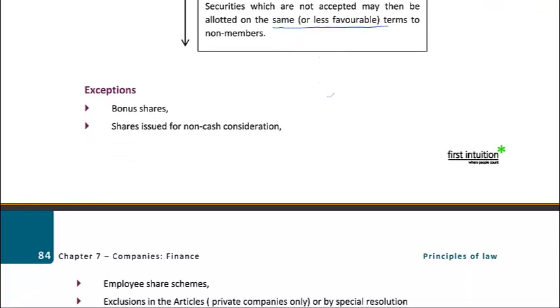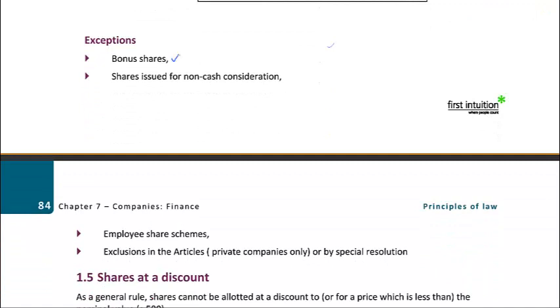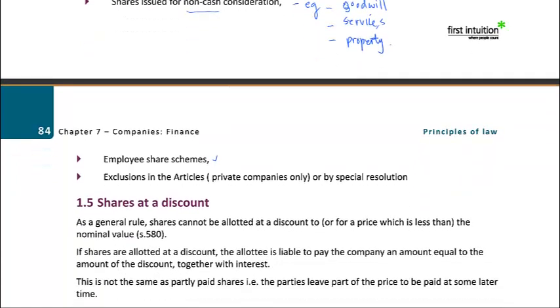So, I said these rules don't always apply. They don't apply to bonus share issues. They don't apply when the shares are being issued for non-cash consideration. What does that mean? Well, it could be where shares are issued in exchange for a transfer of goodwill, maybe for services provided by an employee, or maybe for the transfer of a property to the business. Other exceptions, the employee share schemes. And finally, if the articles or a special resolution exclude the preemption rights.